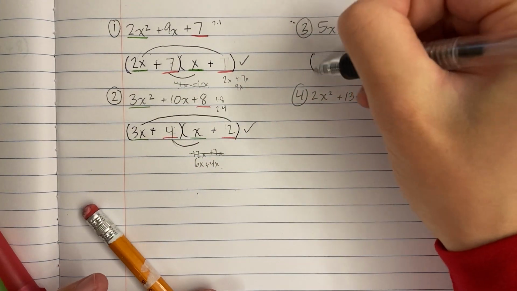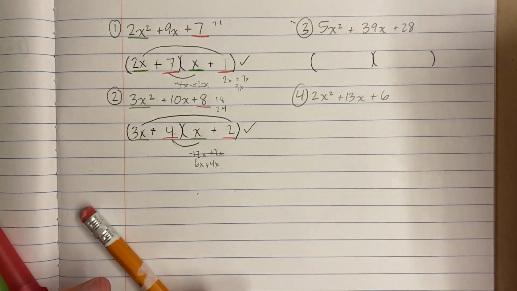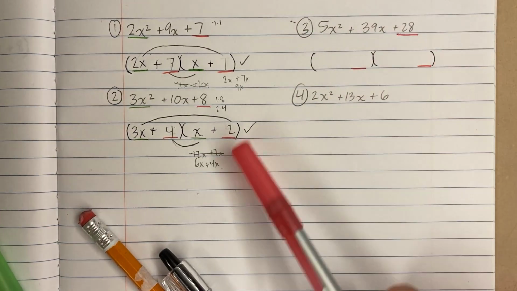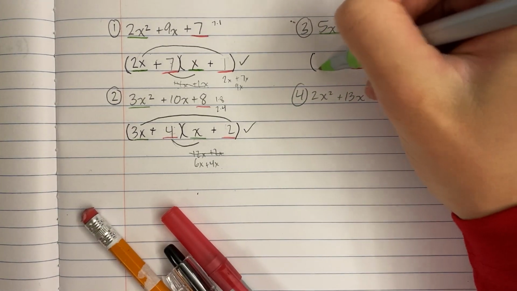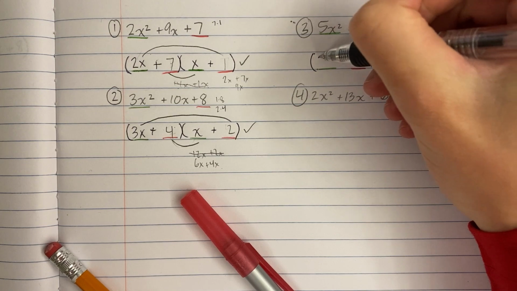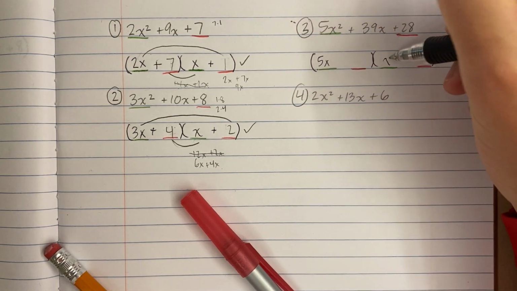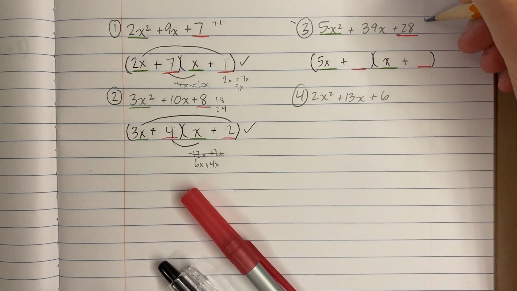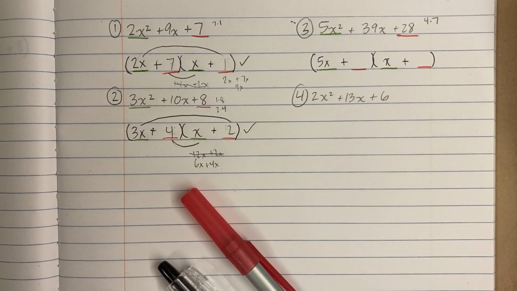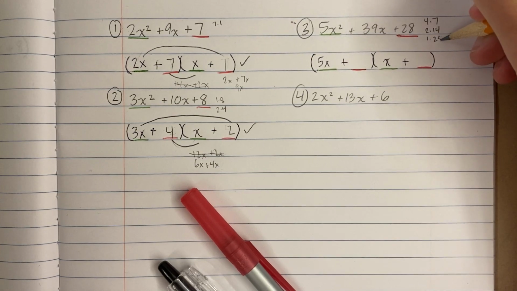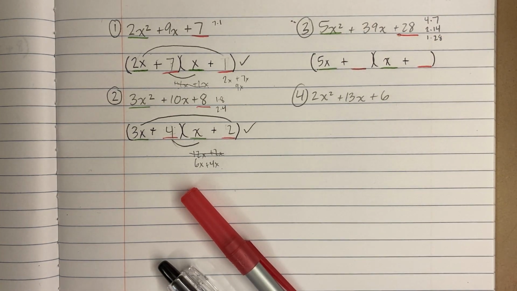Okay, once again, we're setting it up the same every time because we know that these 2 numbers will multiply to 28 and these 2 numbers will multiply to 5x squared. The only numbers that multiply to 5 are 5 and 1, so this is 5x and x. Now, numbers that multiply to 28: 4 times 7, 2 times 14, 1 times 28, so we have some options here.